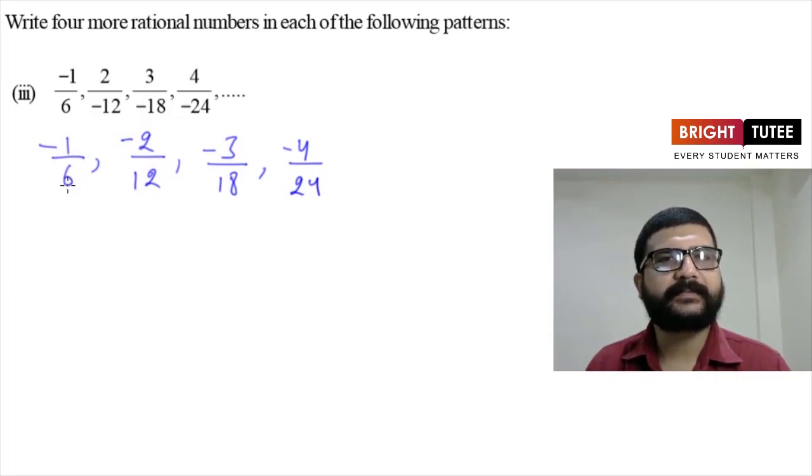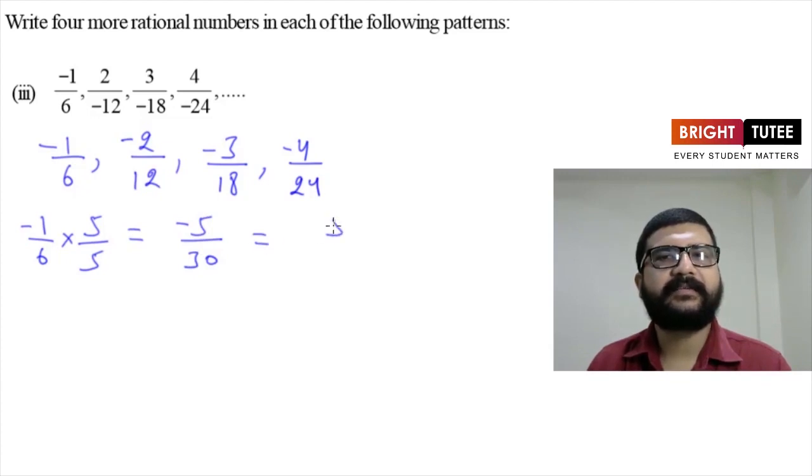Now if we observe carefully, these numbers are like this: minus 1 upon 6 is the first number, and the second number is minus 1 upon 6 into 2 upon 2, and the third number is minus 1 upon 6 into 3 upon 3. Similarly is the fourth number. Now what will be the next number? It will be minus 1 upon 6 into 5 upon 5. So this will give us minus 5 upon 30. We can write this as 5 upon minus 30 as well.